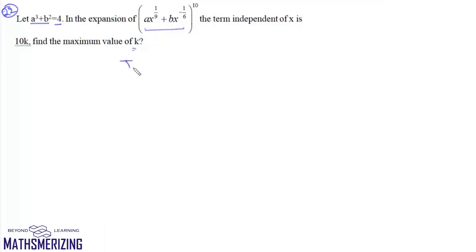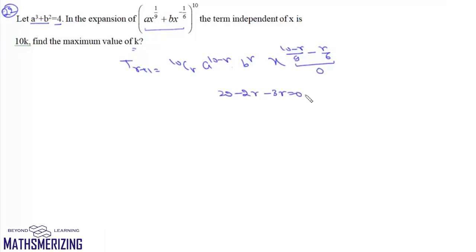So first we'll write its general term T r plus 1. So it'll be 10 C r a to the power 10 minus r b to the power r, then x to the power (10 minus r) upon 9 and then minus r upon 6. Now for the term independent of x, this power should be 0. So we'll get 20 minus 2r minus 3r equals 0. So the value of r is 4. So the term independent of x will be the fifth term, and the term will be 10 C 4 a to the power 6 b to the power 4.